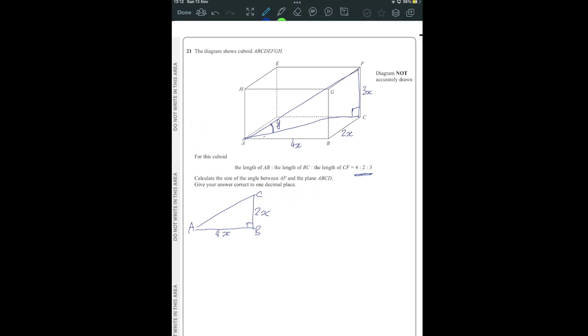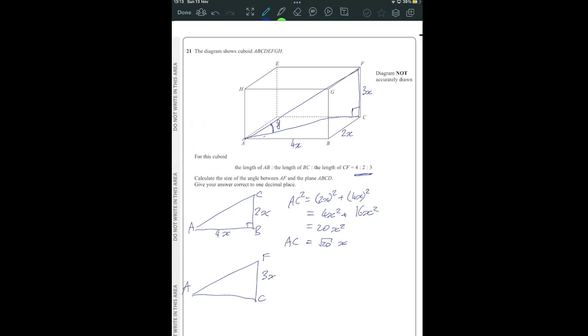Well, this is now Pythagoras. So AC squared equals (2x) squared plus (4x) squared. Do put those in brackets. Those brackets do matter. (2x) squared is 4x squared. (4x) squared is 16x squared. 20x squared. And then when we square root that, we get root 20, and the x squared goes back down to an x. So I have AC. So now I can go to the triangle which I actually care about, which is AFC.